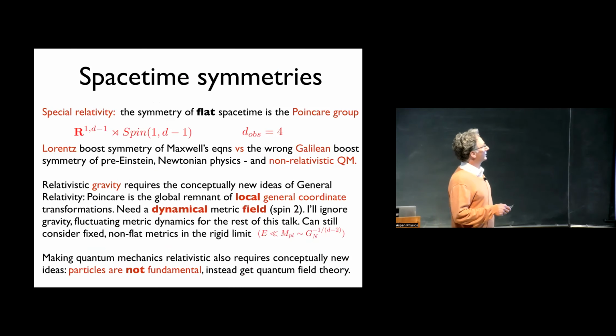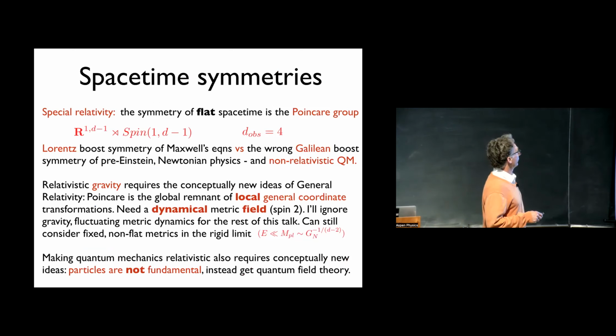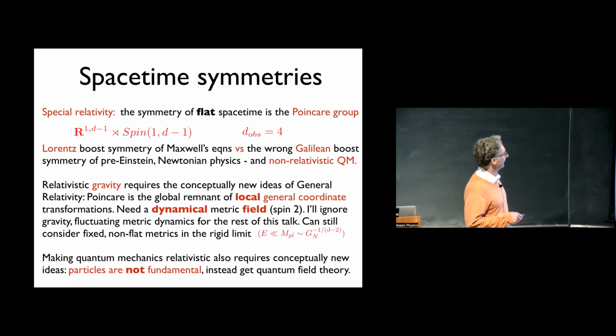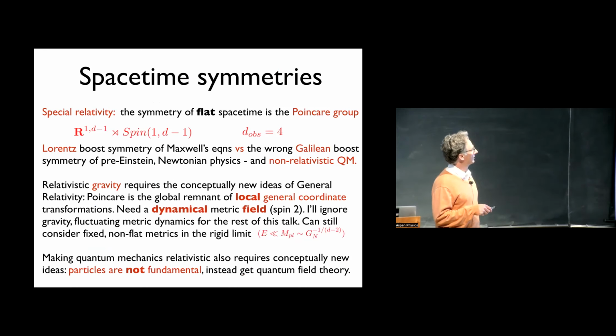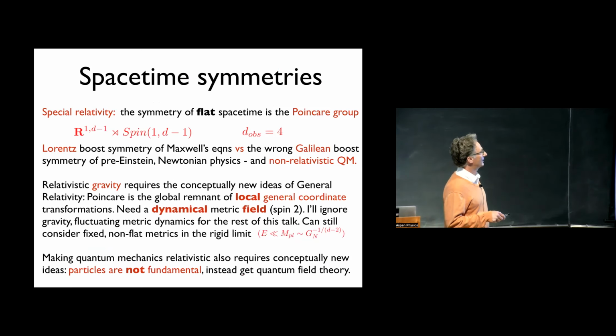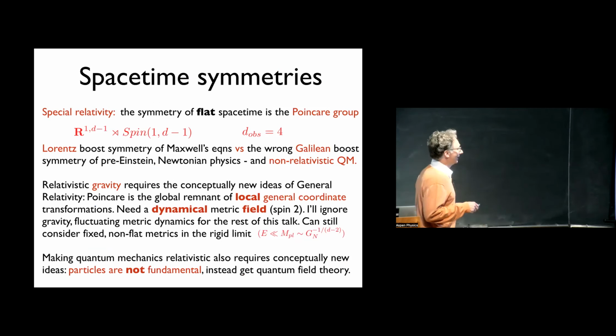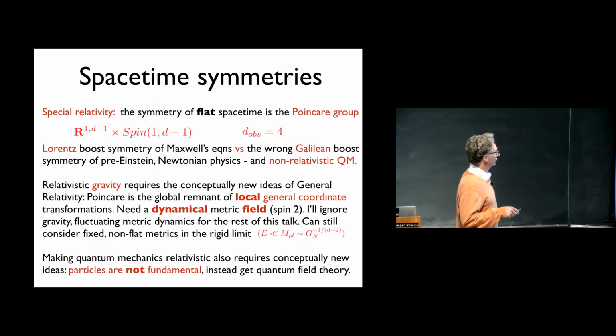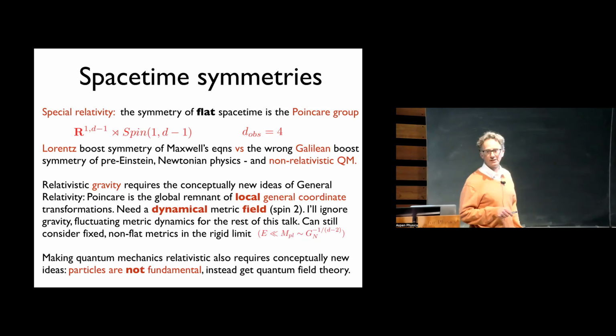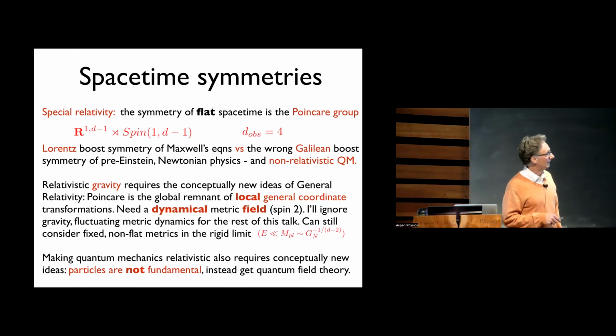So I thought I'd start off with space-time symmetries. We know from special relativity that the symmetry of flat space-time is the Poincaré group. Here I wrote it in D dimensions, also as a reminder of what I mean by D. So D is the space-time dimension, or observed space-time dimension is 4. And the Poincaré group has the translations, which give us conservation of energy and momentum, and also the rotations and boosts. And these Lorentz boost symmetries were first found in the context of Maxwell's equations, and then it was realized by Einstein that there was a clash.